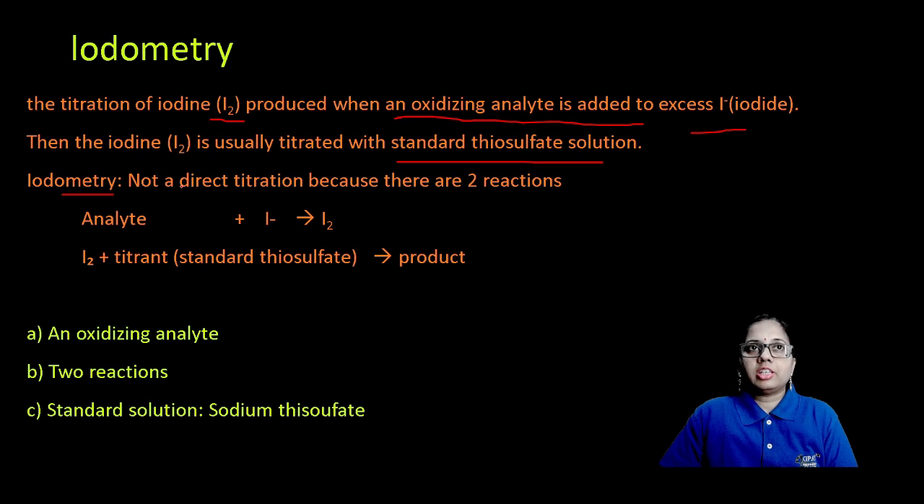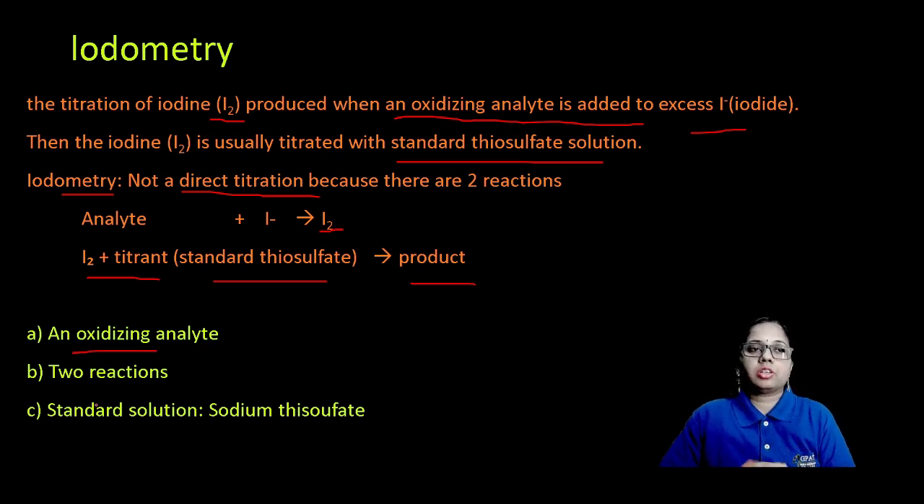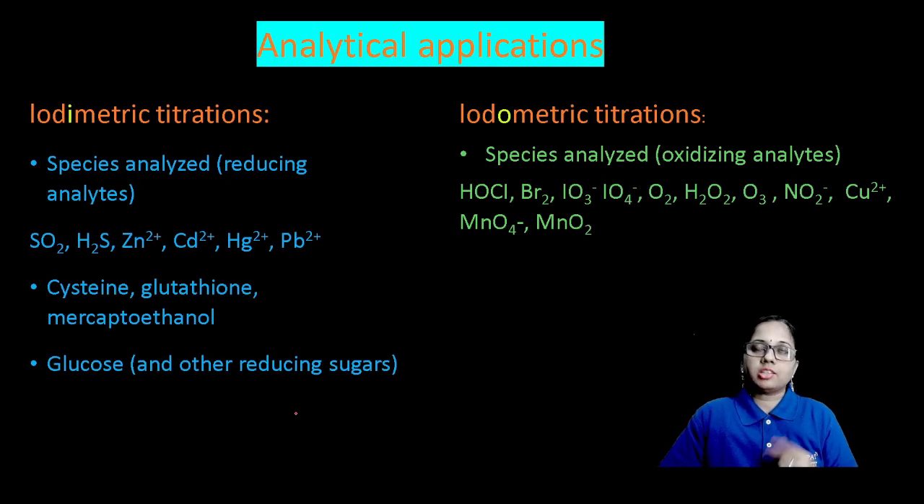Iodometry is not a direct titration, because here there are two reactions which occur. First, the analyte plus iodide ion is converted to iodine, so during the reaction iodine is liberated. That is the first reaction. Then in the second reaction, the liberated iodine, whose amount is based on the analyte, is titrated with the standard thiosulfate solution, and then the final product is formed. So here the analyte is an oxidizing analyte, two reactions take place, and the same thiosulfate solution can be used in iodimetry as well as iodometry.